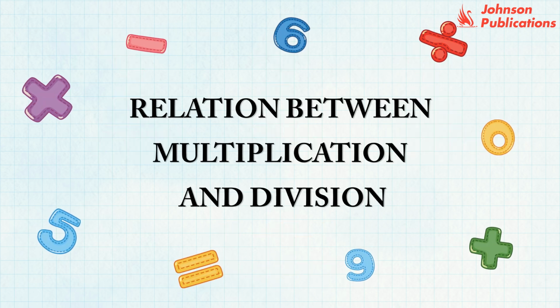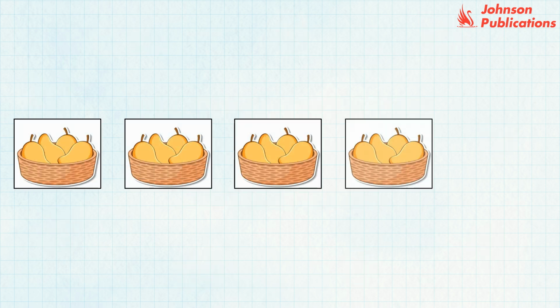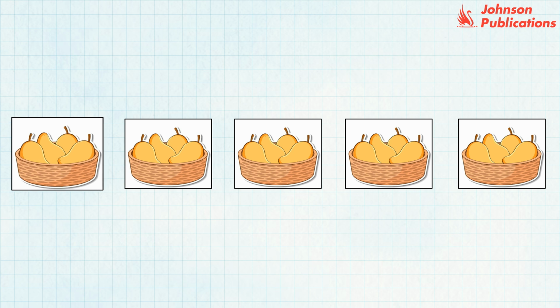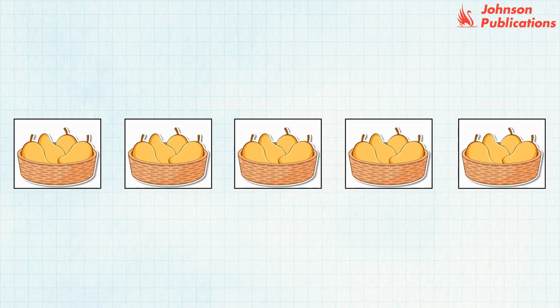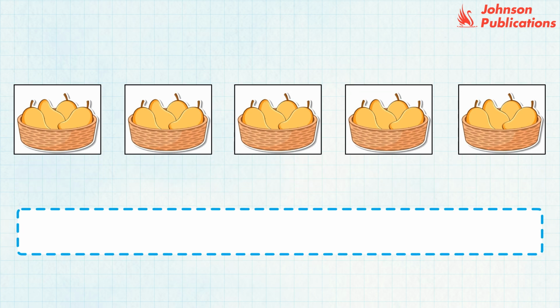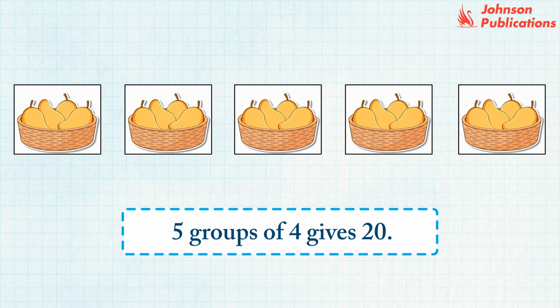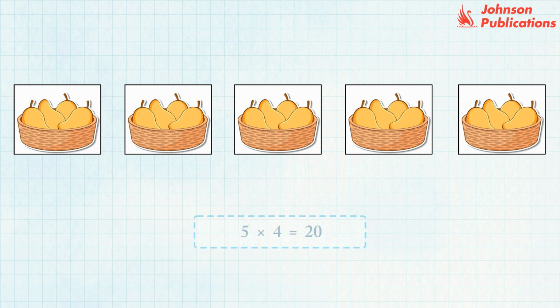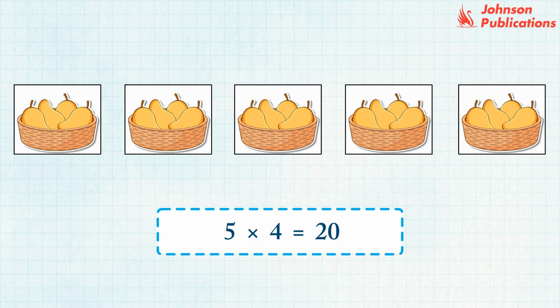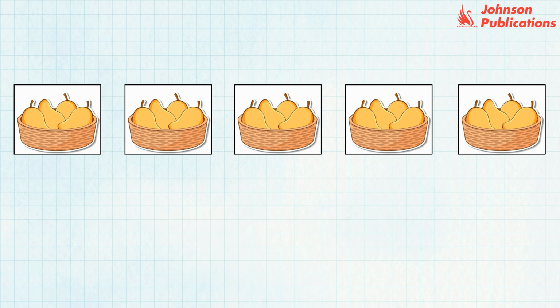Relation between multiplication and division. Let us look at these baskets of mangoes. There are 4 mangoes in each basket. How many mangoes are there altogether in 5 baskets? 5 groups of 4 gives 20. 5 multiplied by 4 is equal to 20. So, there are 20 mangoes in 5 baskets altogether.